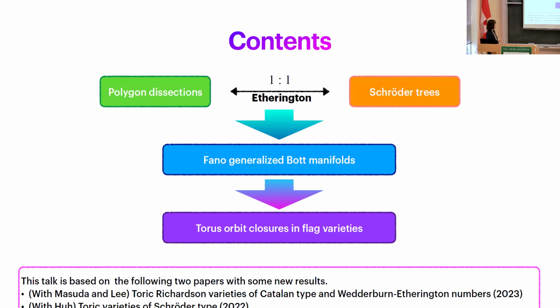Over the past 5 years, Professor Mikiya Masuda and Seonjeong and I have studied torus orbit closures in the flag varieties, and this is one of our joint works. And another collaborator, Jeonju, is a combinatorialist.